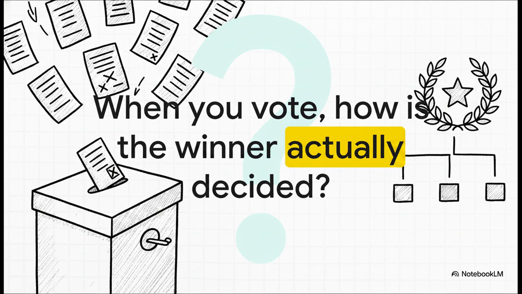I mean, really think about that for a second. You go, you cast your vote, but what's the actual machine, the system, that turns all those millions of votes into one single winner for your local area? It sounds simple, right? But the method a country picks, well, that has absolutely huge consequences for everything.